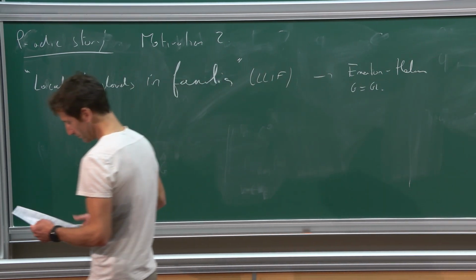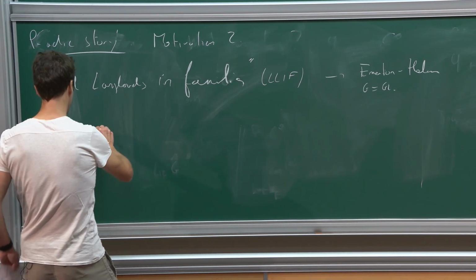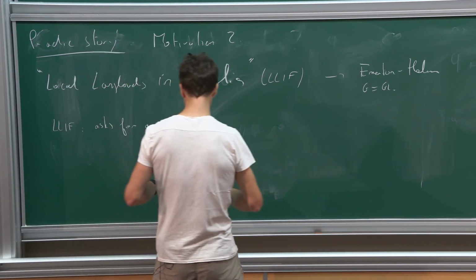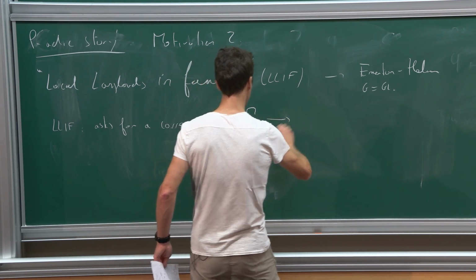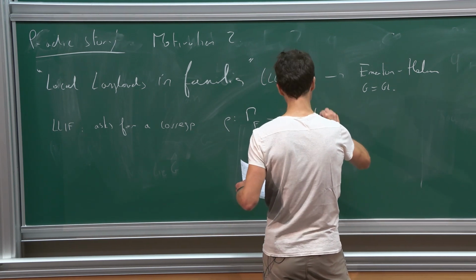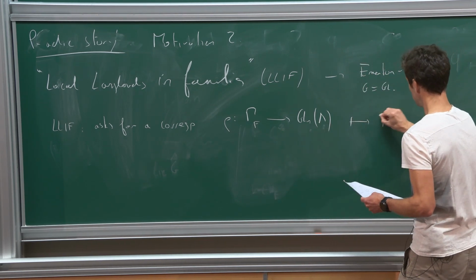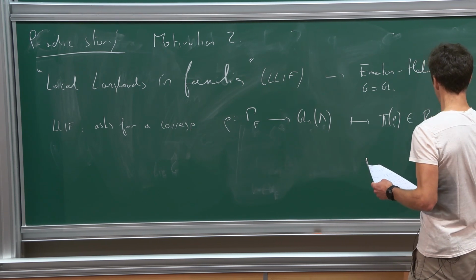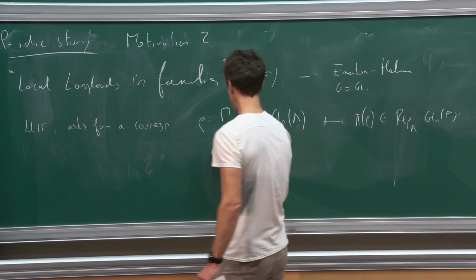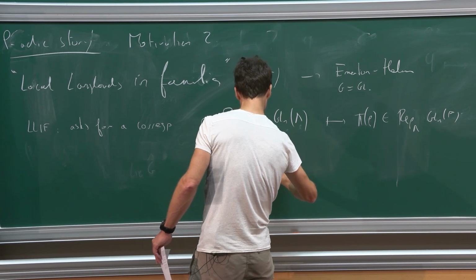So what was it about? LLIF asks for a correspondence which, to some Galois representation rho, associates a representation of the group GL_n(F), over Λ. I will tell you what Λ is. An important thing is that Λ is complete local Noetherian.